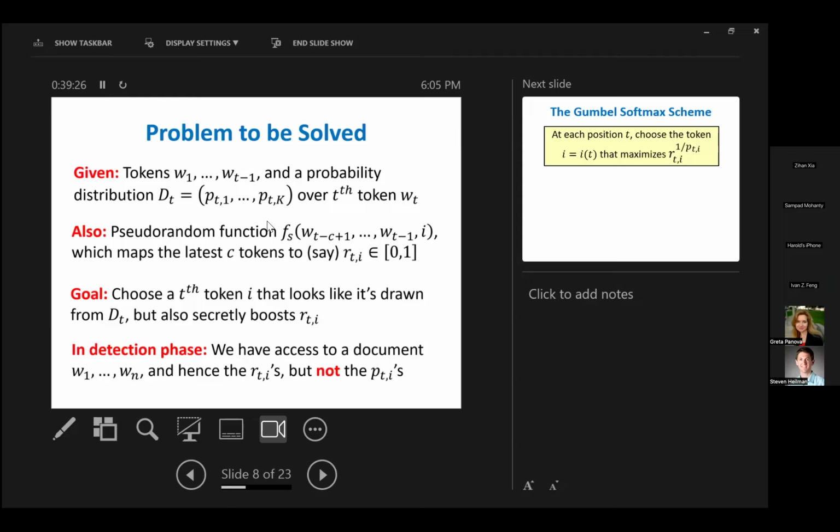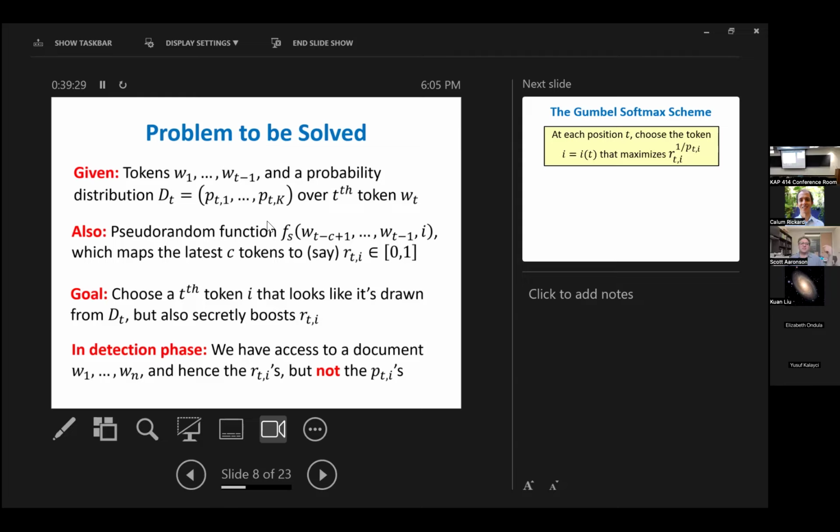And now using that function, our goal is to choose a t-th token, i, that looks like it is drawn from the correct probability distribution, D sub t, the one that was output by our neural net as what you should sample from next. But that secretly will be deterministic, based on our pseudo-random function, and that we'll be embedding a signal. How do we embed a signal? Well, I want to systematically favor those tokens i that have larger values of that number, r_ti. Okay, and then that will allow us to detect the AI generated text.